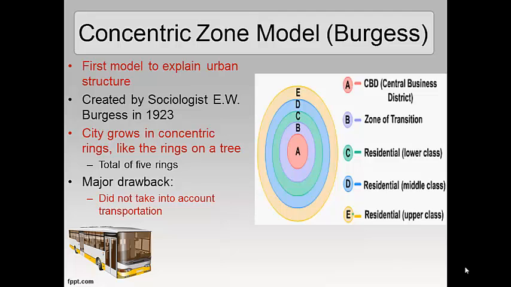Now, there's a major drawback with his system. It was developed in 1923, so he did not take into account transportation, specifically mass transportation and personal transportation. Therefore, residential areas could exist well beyond the means of the CBD.